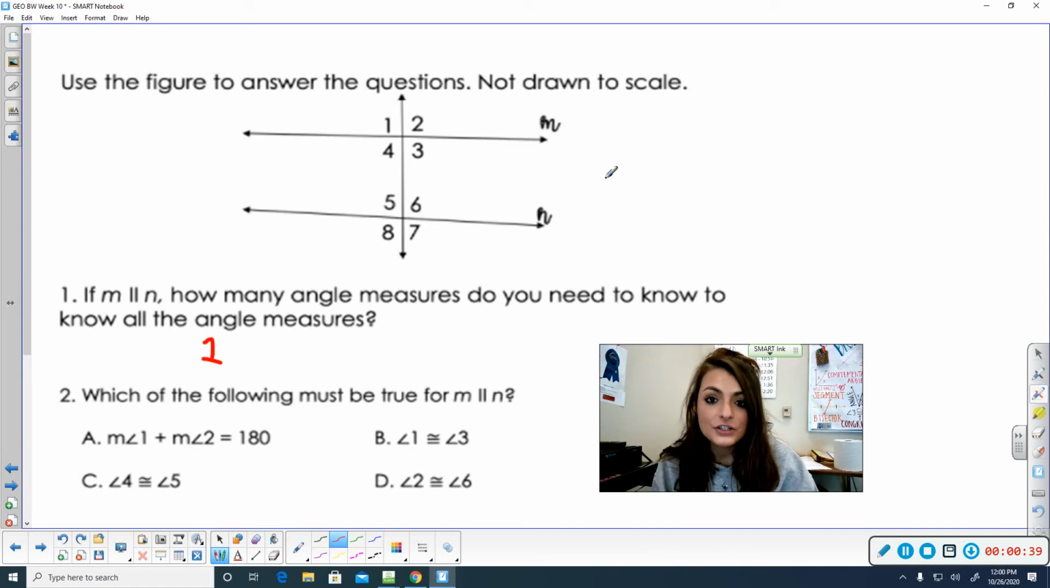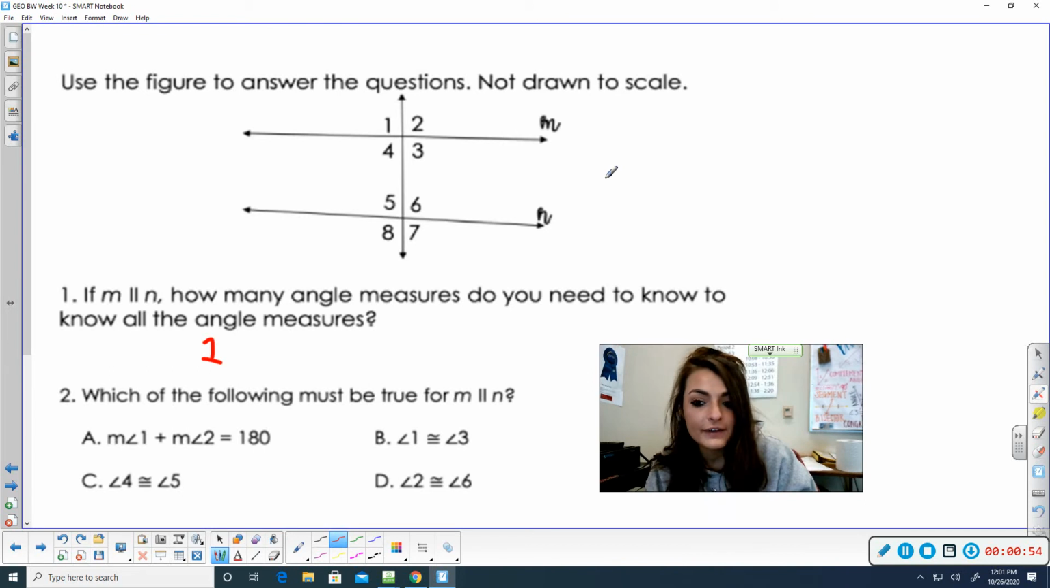Because of those relationships that we learned about when we have parallel lines cut by a transversal, we did that discovery activity and learned the different types of relationships between the angles. So here we only have to know 1. And we'll look at that a little in class. If we know 1, how do we find the rest of them?